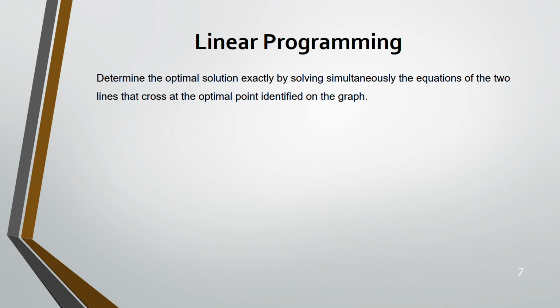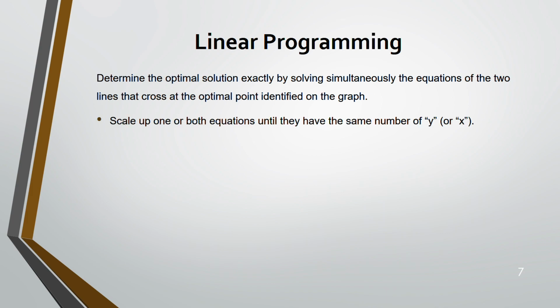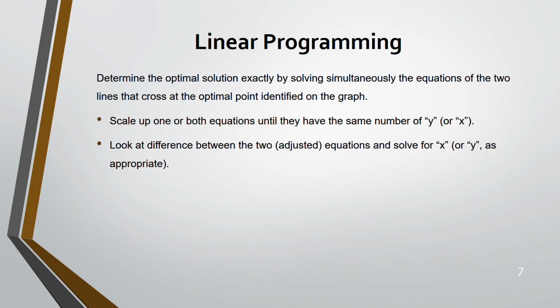Now, you can determine the optimal solution exactly by solving simultaneous equations of the two lines that cross the optimal point identified on the graph. So here you have to set up two equations. Okay, you can adjust one or both equations until they have the same number of y or x. Look at the difference between the two adjusted equations and solve for x or y. I'm sure you know how to solve simultaneous equations, right? If you don't, you can Google it or take a class from someone, because it was explained in your maths class, right? So I'm not going to teach here and explain the maths behind it. Okay, you should be able to solve simultaneous equations.